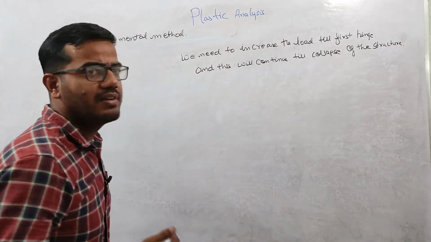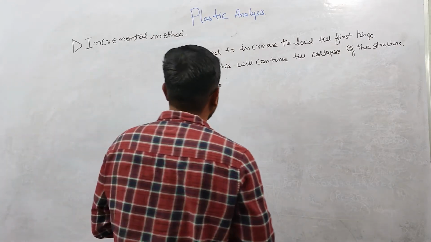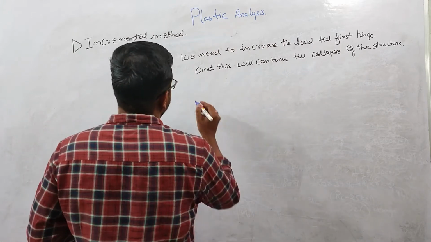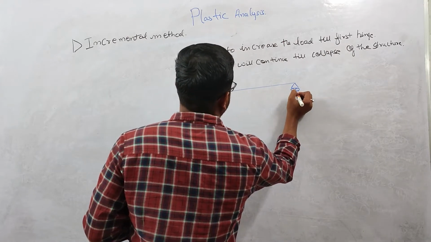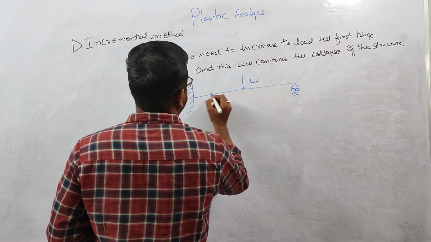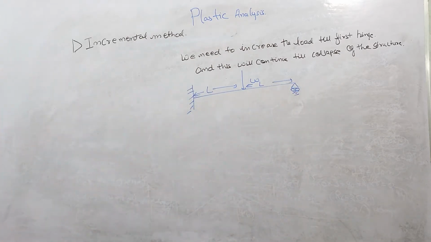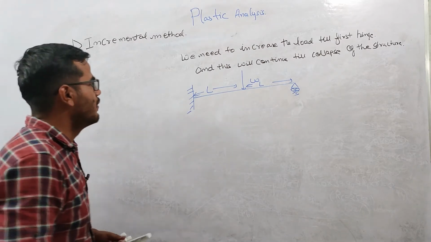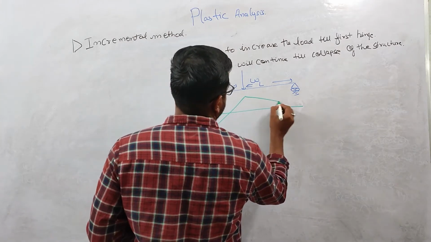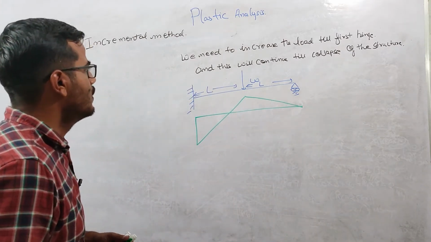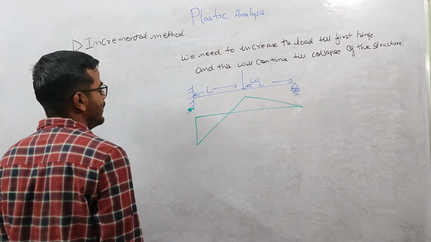So what is the advantage of increasing this load? We'll see with one example. Let us suppose I have one propped cantilever beam, propped at this end, and one load W applied at the center. Let us suppose this is L and this is L. We know the bending moment diagram of this beam will look like this. I am assuming the bending moment is maximum at this point.